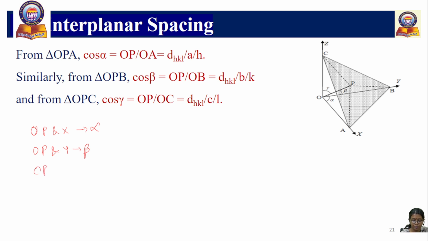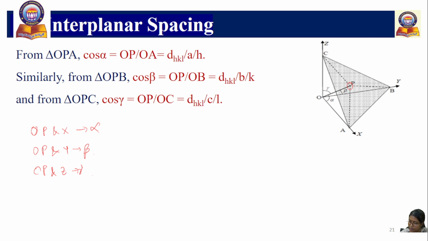Angle between OP and Z axis is gamma. So it is not necessary alpha, beta, gamma. You can take theta 1, theta 2, theta 3 also, no problem. As different books will write it in different ways, don't bother. So here at P, it is always 90 degrees. But along X, Y and Z, they are making angles alpha, beta, gamma.